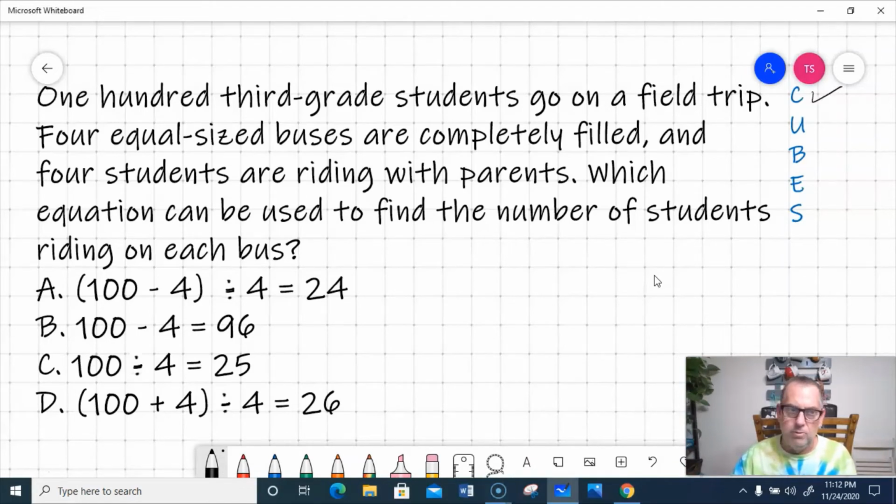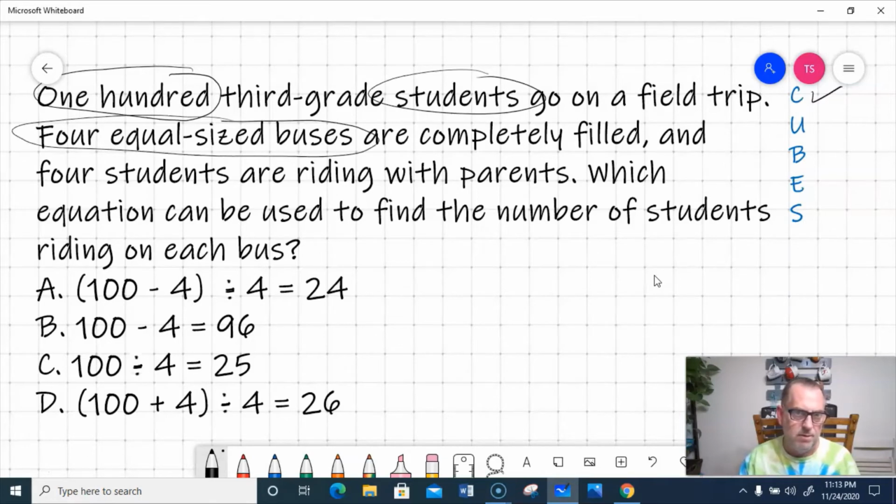So first thing we're going to do is circle the important information. First thing that's important in the question is there are 100 students going on a field trip. Next thing I see in the statement is there are 4 equal-sized buses. And the next thing, there are 4 students that are riding with their parents. So that looks like most of the important information that we need to solve the problem.